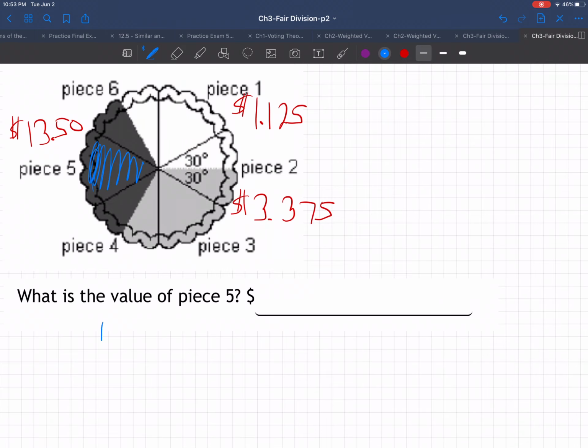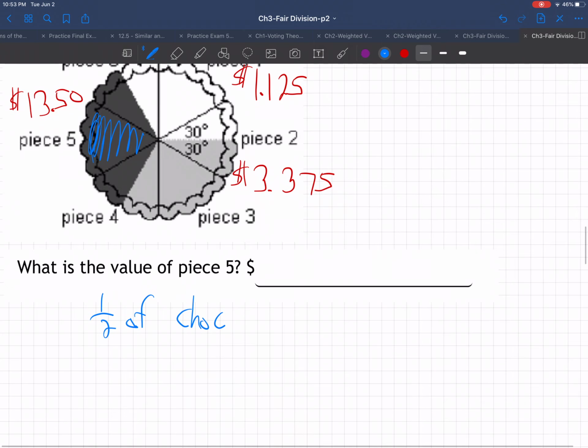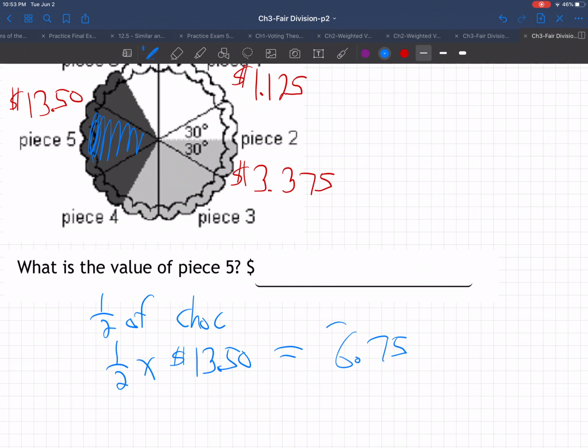There's piece 5. That's clearly half of the chocolate chunk. Half times the chocolate chunk. Half of 13.50. I'm getting 6.75. So piece 5 is worth $6.75 to Wendy. Half of the value of the chocolate, because it's half of the chocolate.